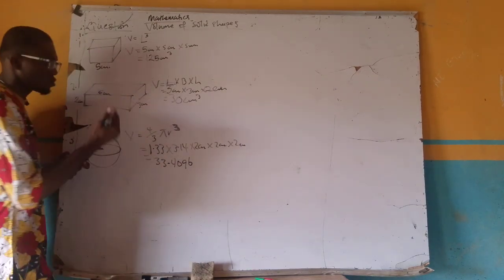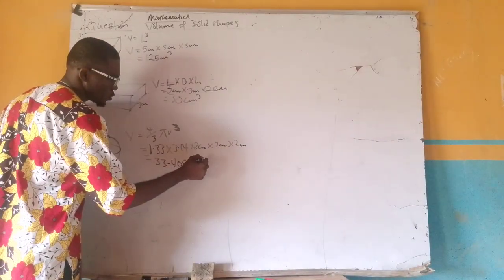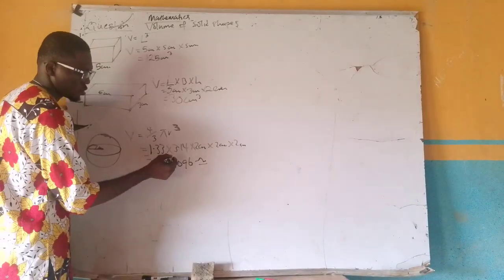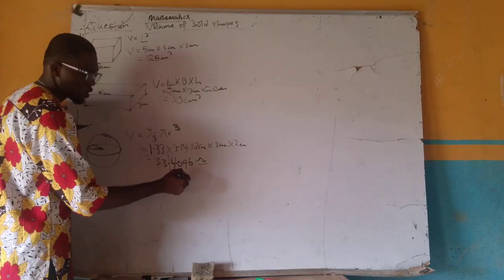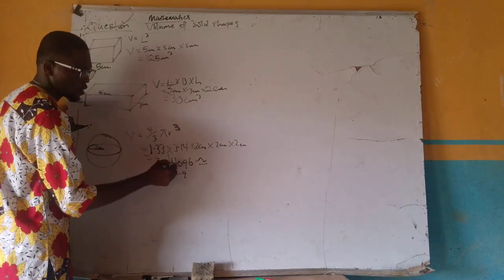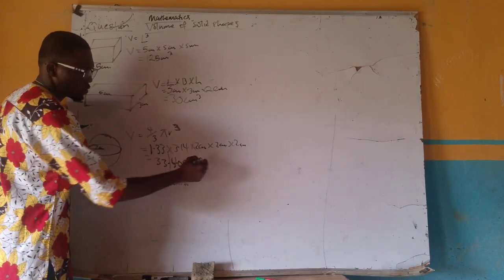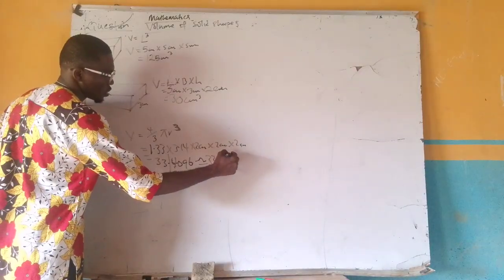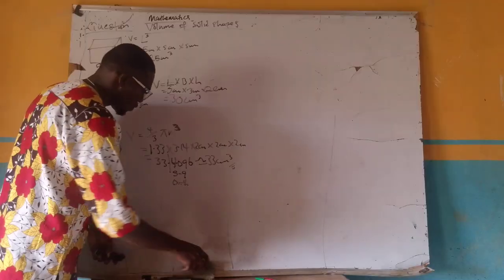33.4096. Sometimes they may ask you to approximate to the nearest whole number. So you cut it here. Since this number is not up to 5, it's only from 5 to 9 that you carry 1. 5, 6, 7, 8, 9. For any number from 0 to 4, that's 0, 1, 2, 3, 4, you won't carry, so the answer will be 33 centimeters cubed. So in case they ask you to approximate the value.